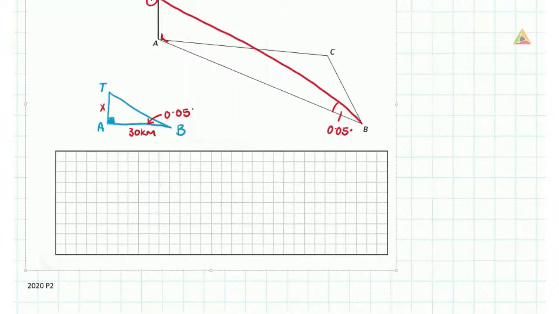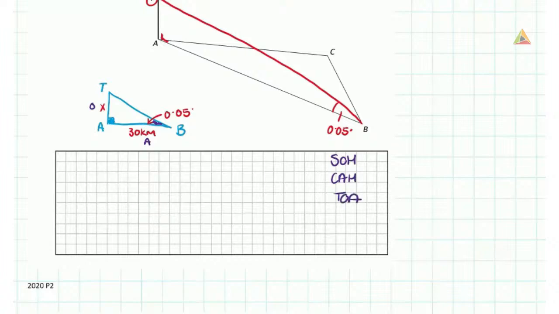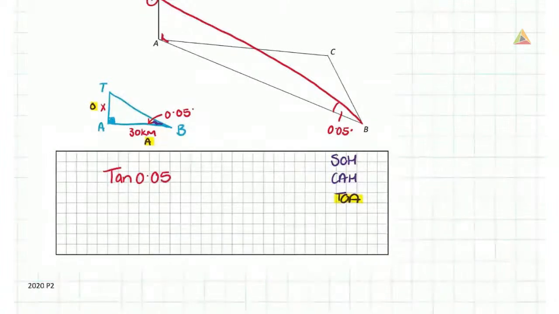A really good habit to get into is to look at your triangle and label exactly what you have or what you're looking to find out. So here, there's my angle, and this is opposite it, and this is adjacent, meaning it's beside. We don't really know anything about the hypotenuse, nor are we interested in finding anything out about it. So if I just remind myself of SOHCAHTOA, clearly we're looking for O and we have A, so it's tan that we're using. You're asking yourself, tan of what angle? Well, it's tan of the only angle that we have, 0.05 degrees. It's going to be the opposite, which is X, over the adjacent, which is 30.